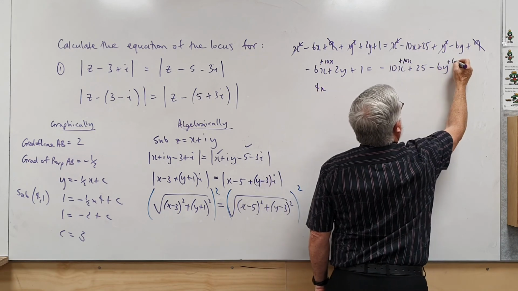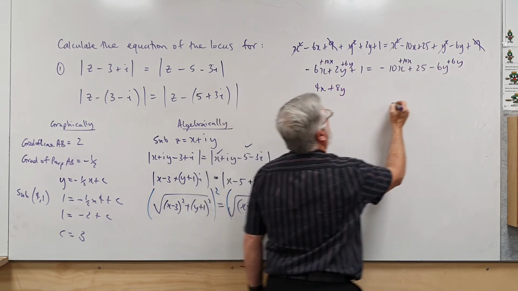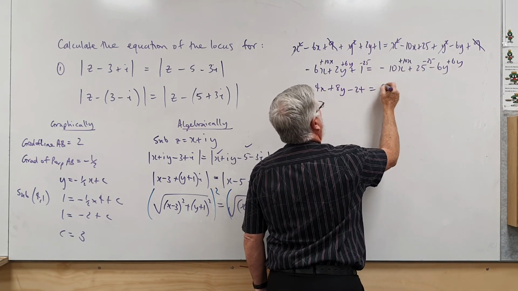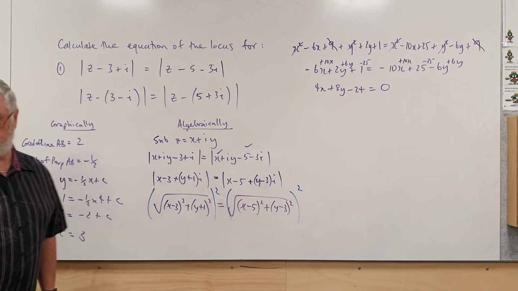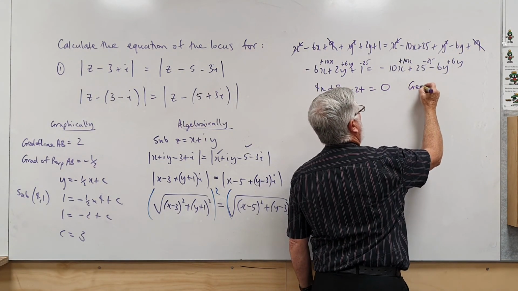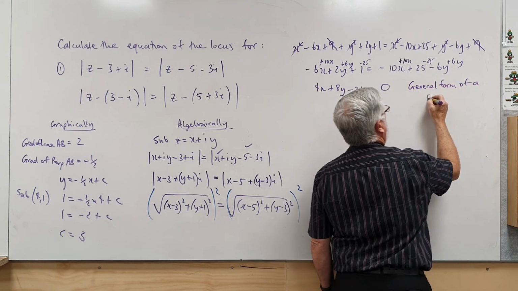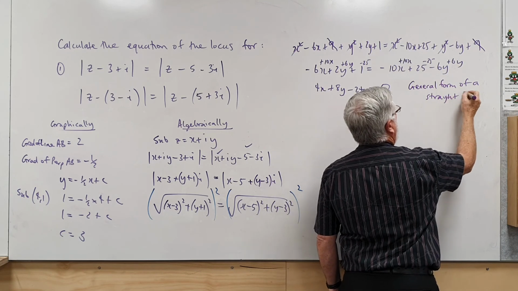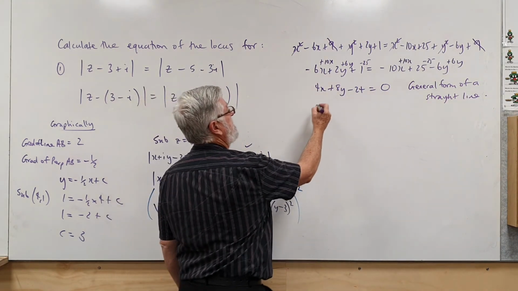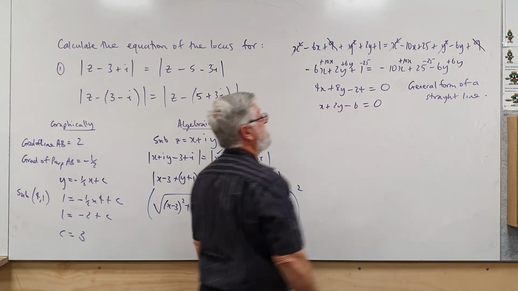If I add 6y there, plus 8y, minus 25, minus 25, minus 24 equals 0. What's that form called? The general form of a straight line. Divide it all by 4. X plus 2y minus 6 equals 0.